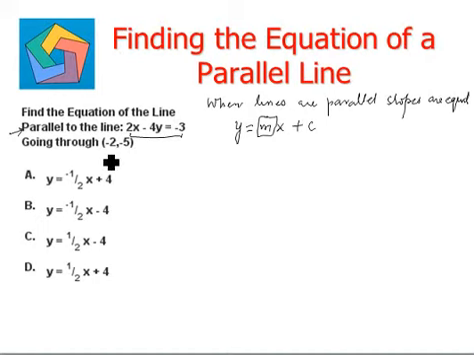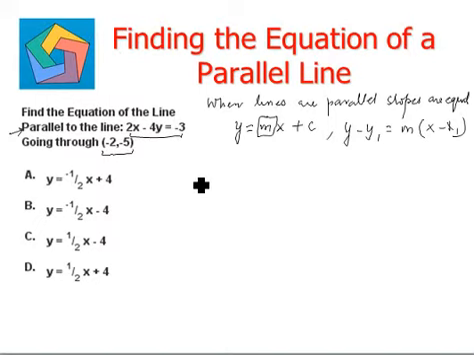And then we are given a point, that is negative 2 and negative 5. To find the equation of the line, we'll be using the point slope form, which is y minus y1 equals m times x minus x1, where x1 and y1 are the coordinates given in the question. Using these principles, let's solve the question.